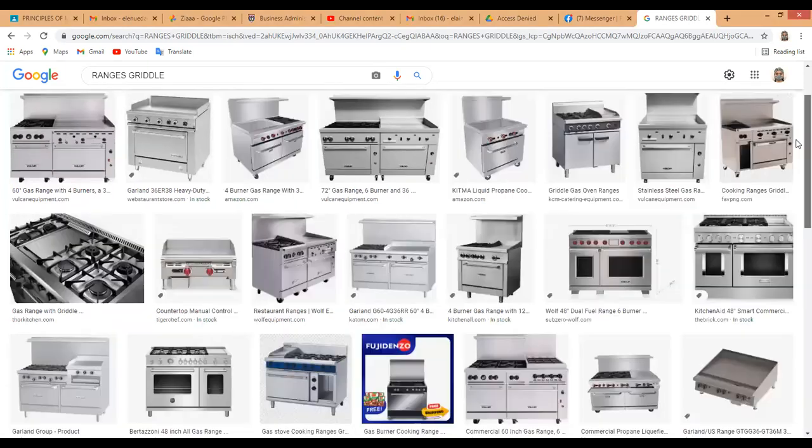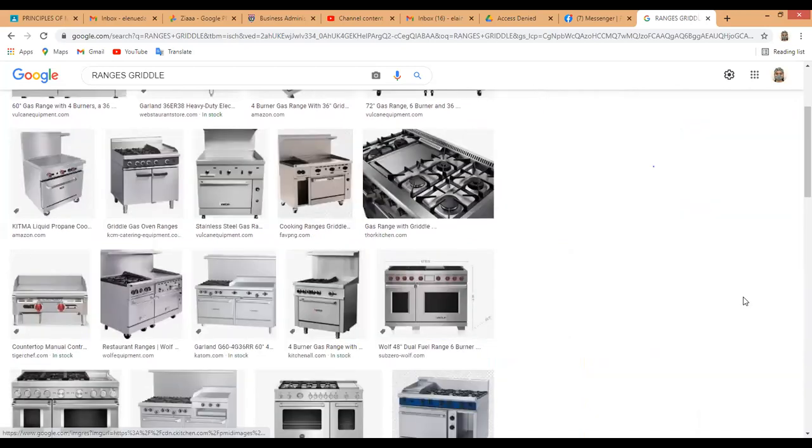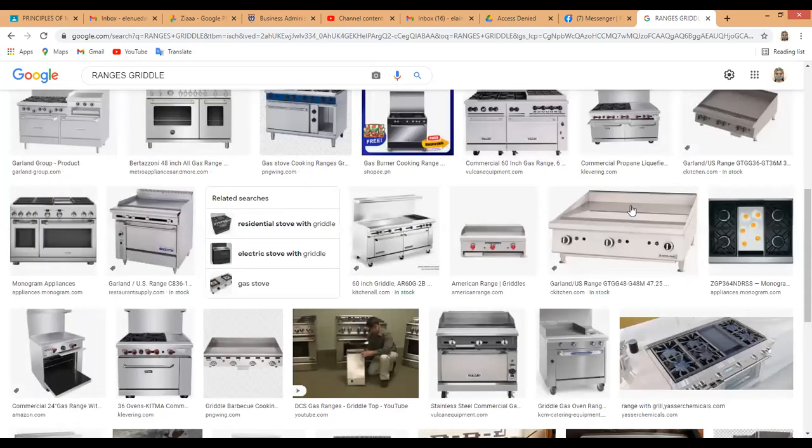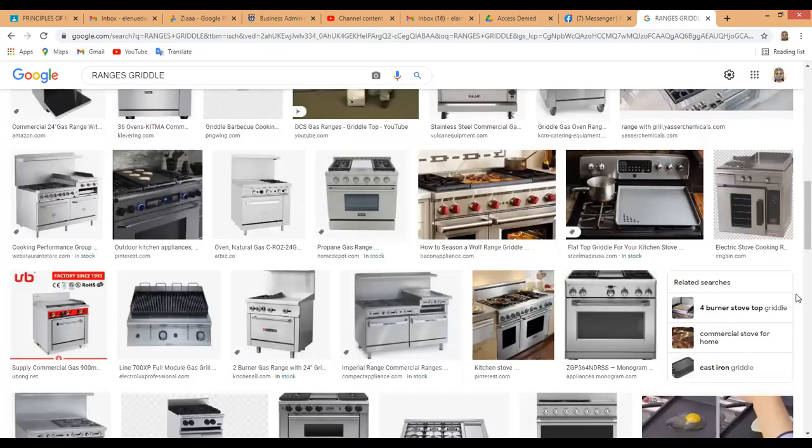So hanap pa tayo ng iba. So ito naman, this is just basically a griddle. So wala siyang yung mga burners. This is just basically a griddle. So hanap naman tayo ng range na oven lang.